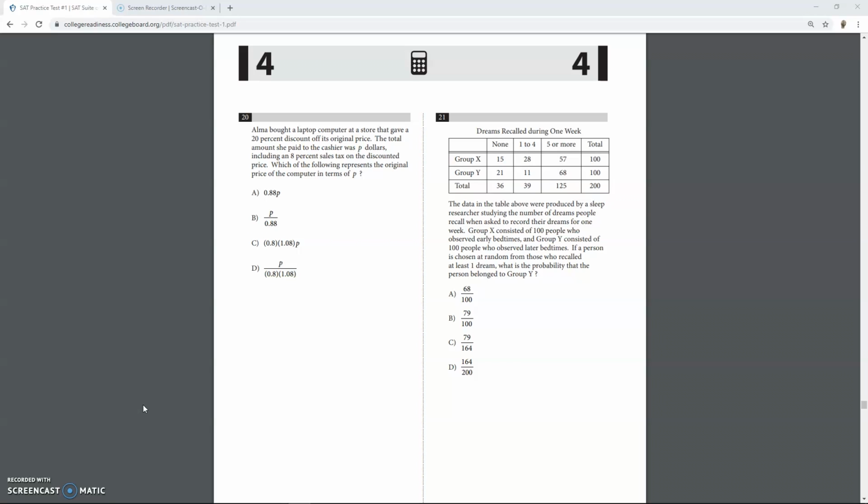For 21, it is asking the probability that a person belongs to group Y. The probability that a person belongs to group Y, selected at random from those who recall at least one dream. At least one dream includes 1 to 4 and 5 or more. That will be 39 plus 125 in total. This gives us 164. And then what we get from group Y will be 11 plus 68, which will be 79. 79 over 164 will be the answer.